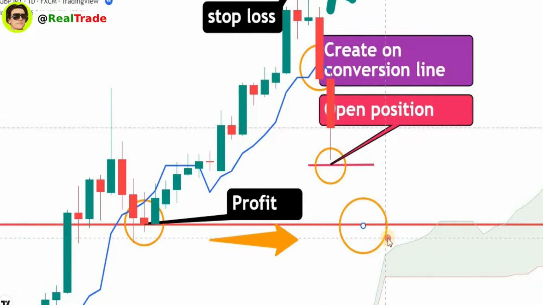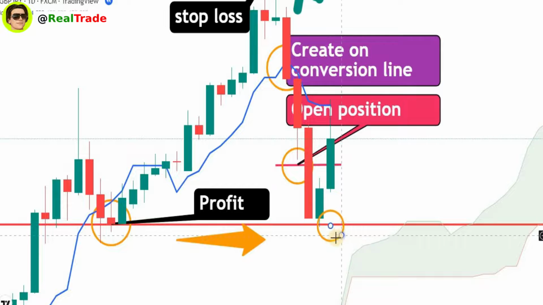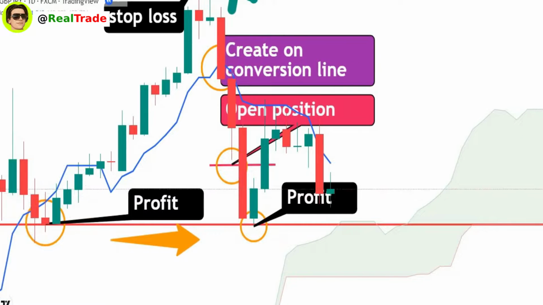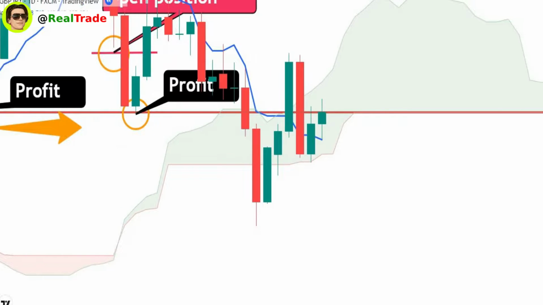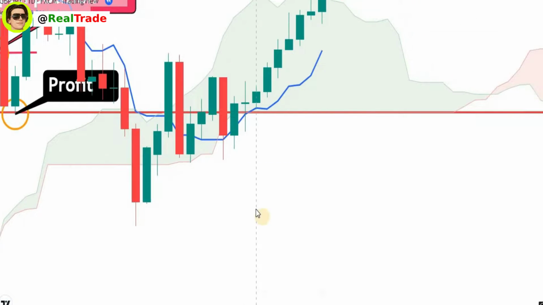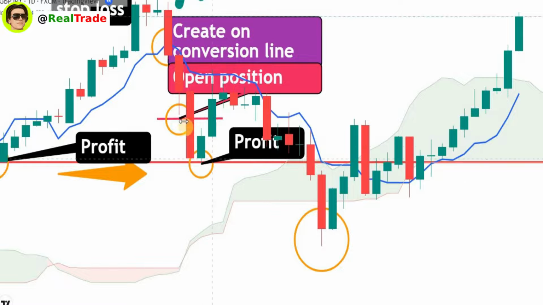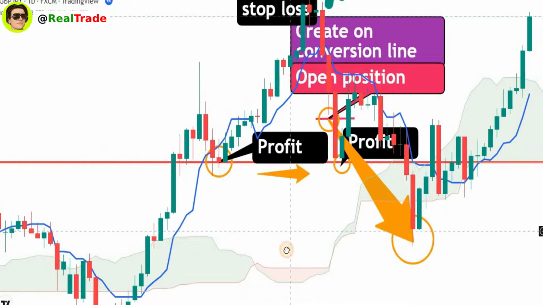This area, wait, take profit. I think good profit. Yes, this candle take profit. Take profit. TP. Very good. Continue sell. I think this position is very good. And next TP is this area. Yes, continue.